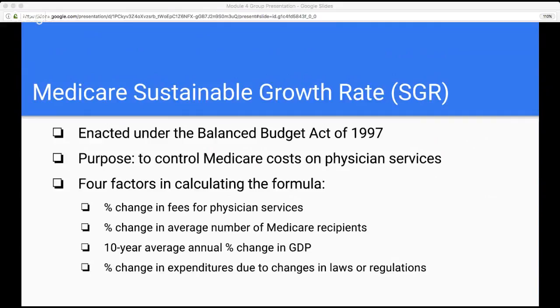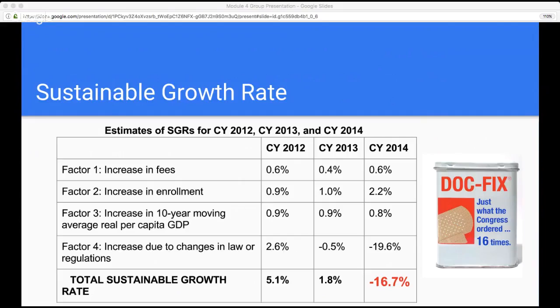The SGR formula involved 4 factors: change in physician fees, change in Medicare beneficiaries, change in the gross domestic product, and the change in cost due to new laws or regulations. This chart shows previous years' estimated SGRs. As we noted on the previous slide, there were 4 factors that were used to calculate the SGR. Of the 4, laws or regulations resulted in significant cuts to reimbursement.